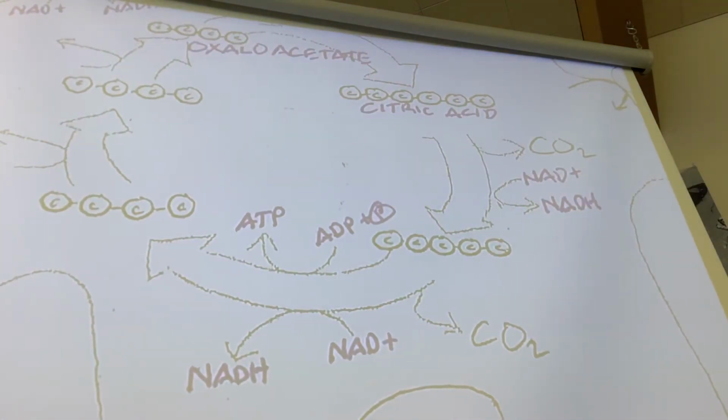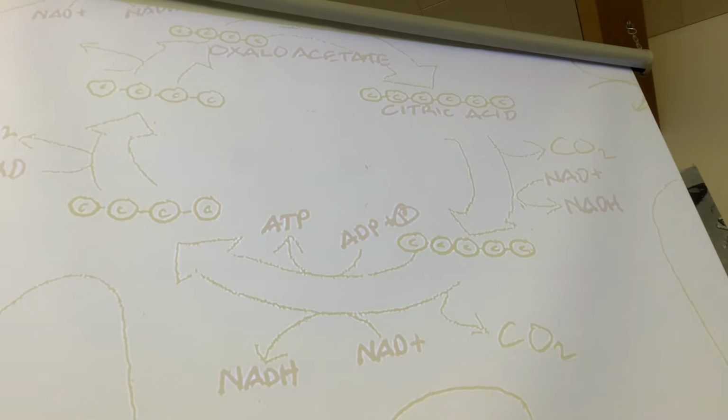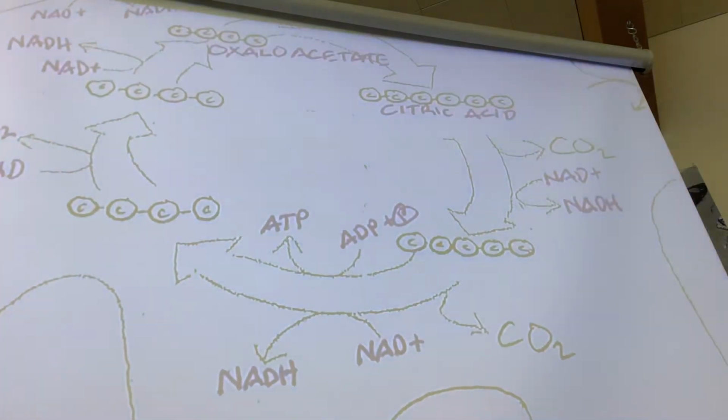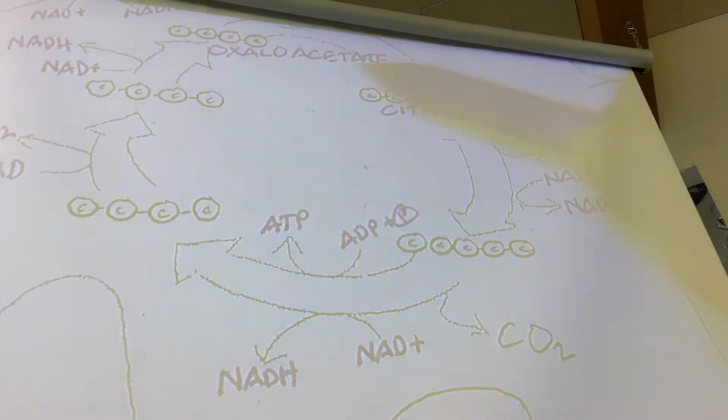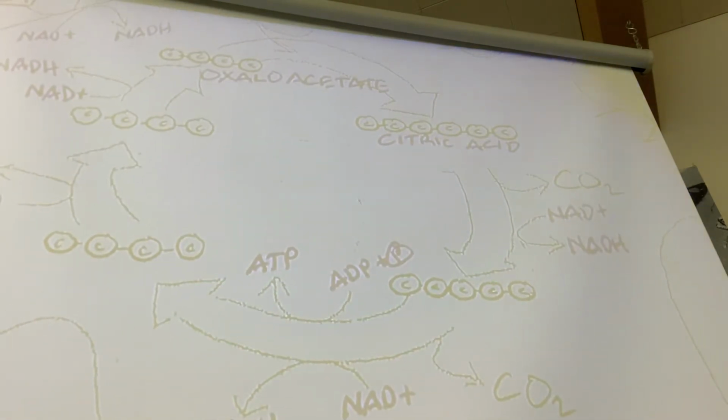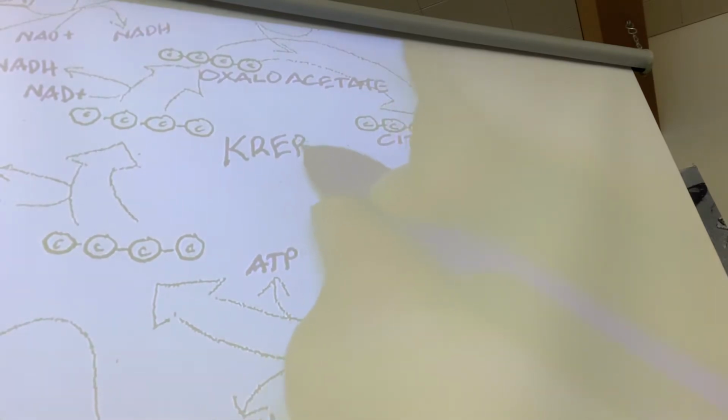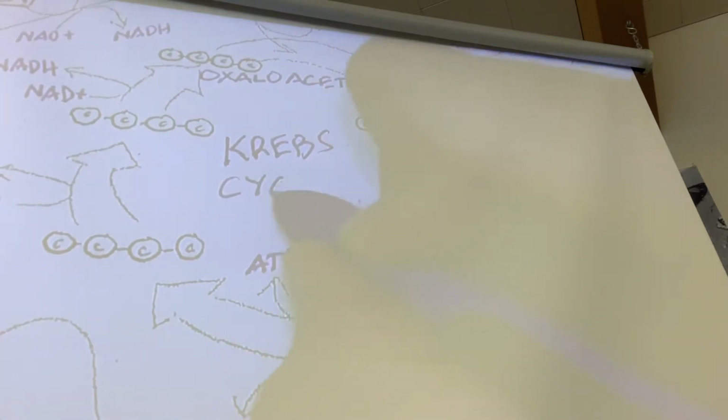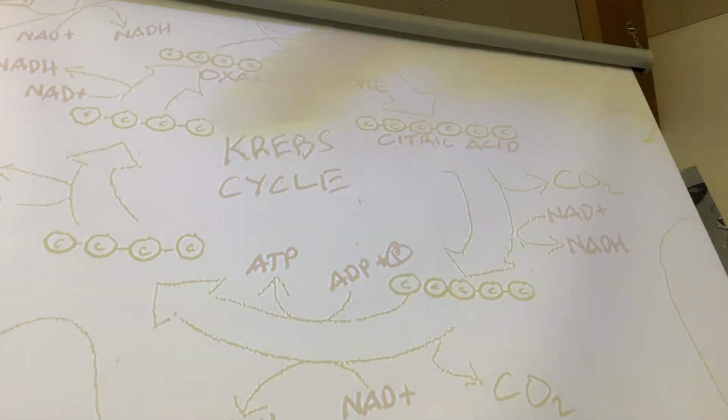Okay, so FADH2. But I still have a little bit more to go. All right, I've got to remove 1 more hydrogen and 1 more electron to get back to oxaloacetate. So I'm going to do that there. NAD plus is going to become NADH. And now I'm back to oxaloacetate, where I can meet up with the acetyl group again and become citric acid and go through the cycle again. So this is my Krebs cycle. All right, more citric acid cycle.